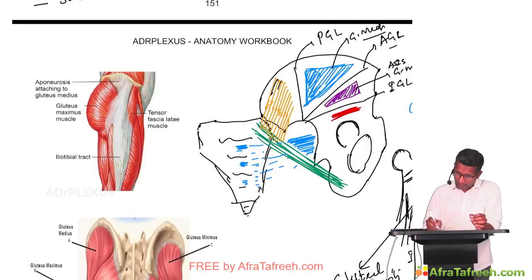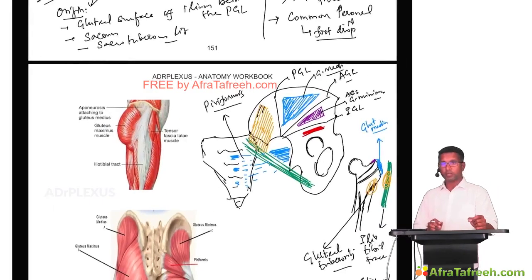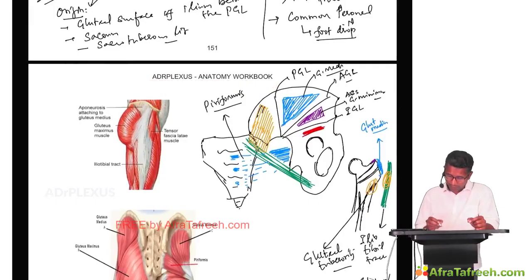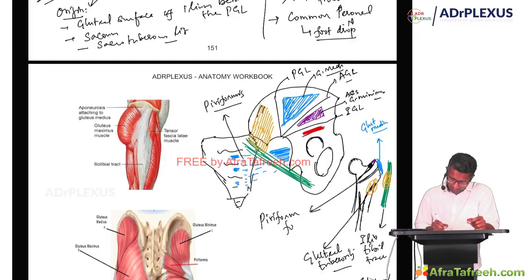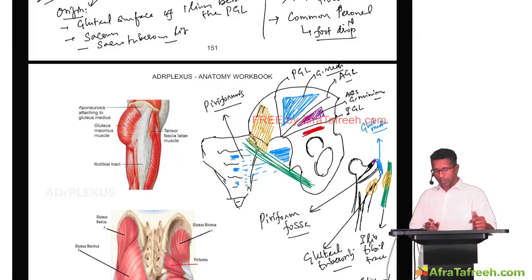What is this muscle called? This muscle, what you see here, is called the piriformis muscle. This piriformis muscle goes and gets inserted into a fossa here, which is called the piriform fossa. There is a fossa called piriform fossa, where this muscle gets attached. So where is the piriform fossa located? It is located on the medial side of the greater trochanter, where this muscle gets inserted.